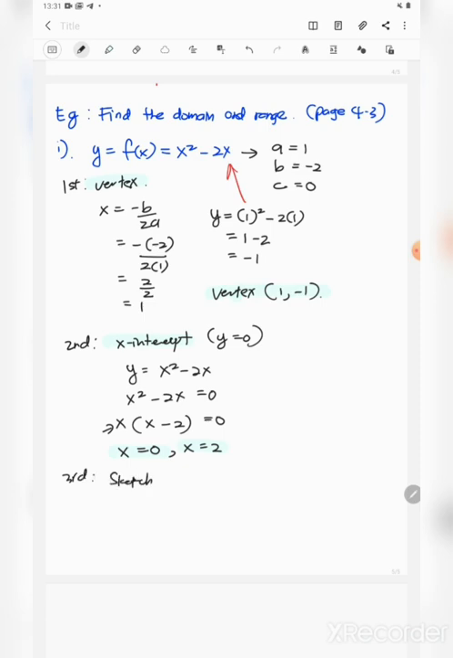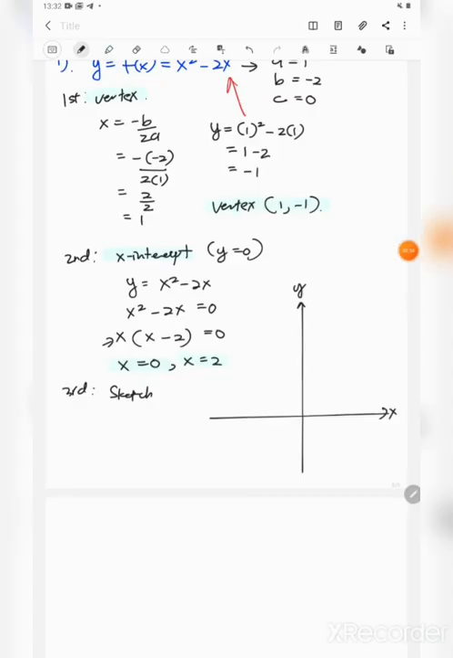To sketch the graph, first we have the value for the vertex. For the vertex, we can just estimate the scale for the graph. So now we have here 1, here is 0 at the origin and negative 1. And then we have here 1, and for the y we have negative 1. So now this is the coordinate for the vertex. And we also have the x-intercept. We have 2, and then we have 0.